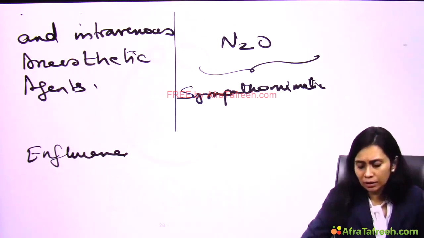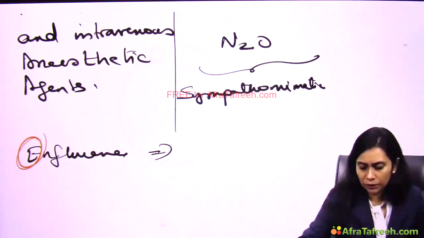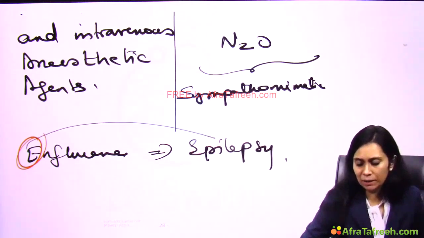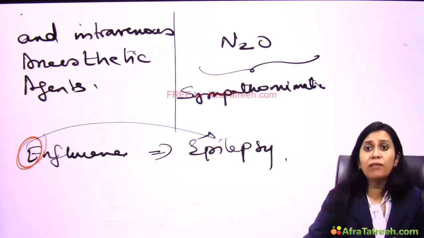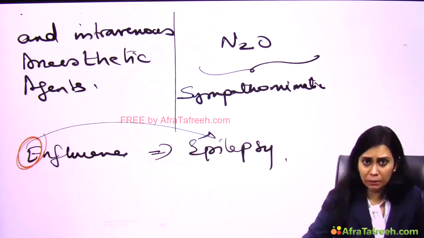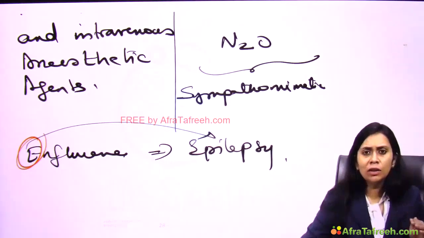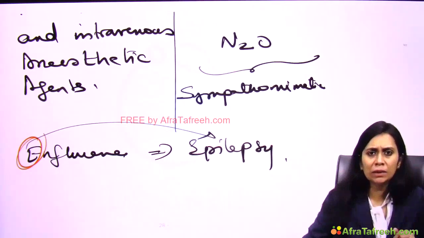Remember guys, E for enflurane, E for epilepsy, right? Enflurane precipitates epilepsy in every patient exposed to it. If not every, 90% of patients exposed to it. So it was abandoned from clinical practice. Guys, this question was asked in exams so many times.